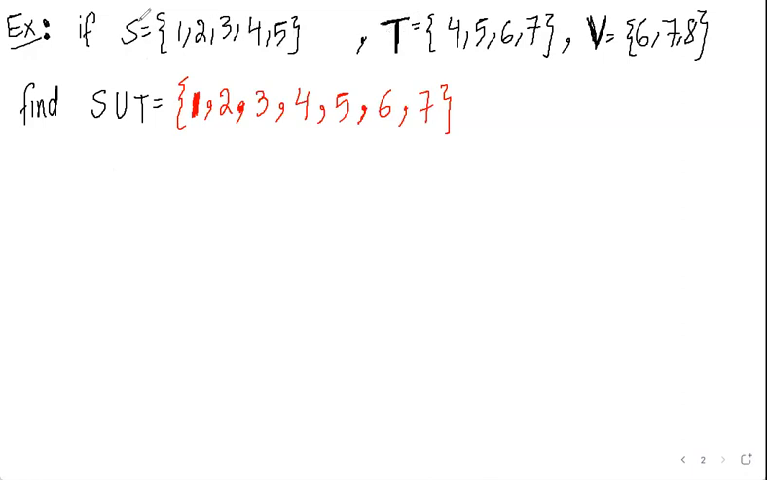So this is a sign. It says find S, and then there's a sign between S and T. This sign means union. S union T means all elements in S or all elements in T or in both S and T. So the first thing you have to write down is all elements in S: 1, 2, 3, 4, 5. Then you write down the elements of T. 4, we wrote it already from S. 5, the same. 6, we have to write it down because it's not in the set, and 7.